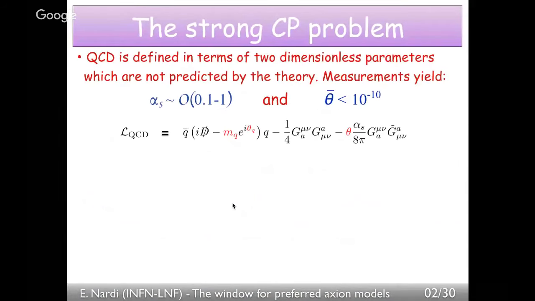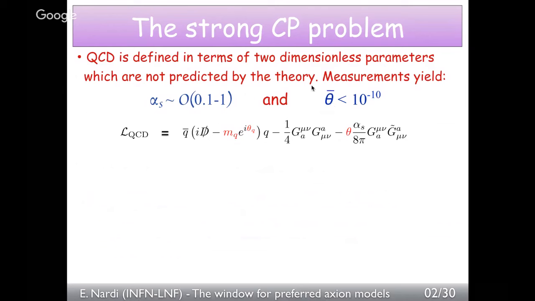So, the strong CP problem. QCD is defined in terms of two dimensionless parameters, not one, but two. They are not predicted by the theory. Measurements yield a number which is pretty reasonable for the strength of the strong interaction. The measurement depends on the energy where it is performed, but it is a number of order unity, roughly. For the second parameter, which instead gives the amount of CP violation in strong interaction, we have only an upper limit, but the upper limit is so tight, 10 to the minus 10, for a parameter which you would also expect to be of order one, that the situation is really uncomfortable. We would much prefer if, for some reason, this parameter is in fact vanishing.